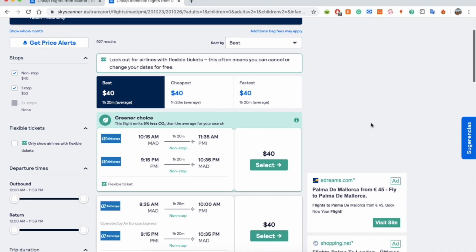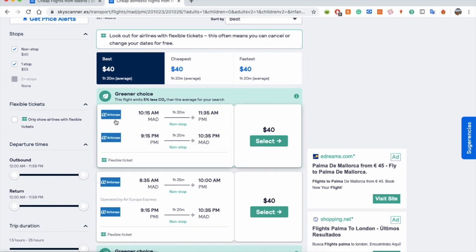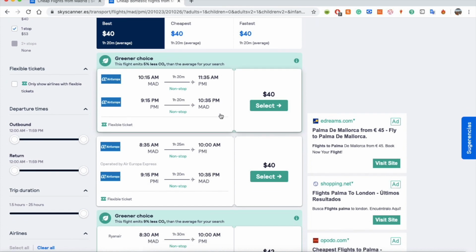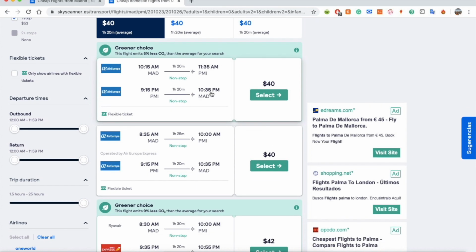Yeah, I'm trying to go, so Madrid, Mallorca, let's see. It's saying Air Europa. It tells you the time, 10:15 to 11:35, 9:15 to 10:35. This would be when your flights are. So you really need to look. It says nonstop from the same airport.